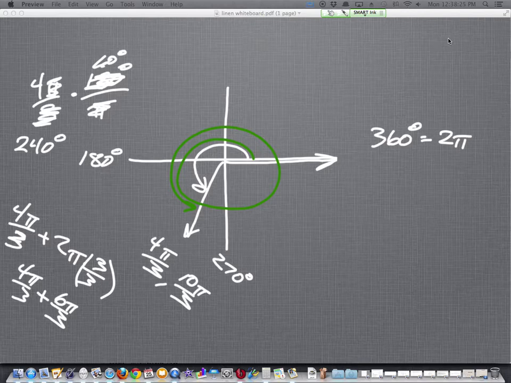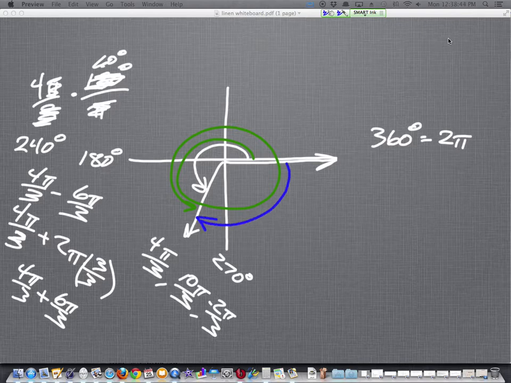Okay, now I need the one where I have to do what? Subtract. So now I need 4 pi over 3 minus 6 pi over 3. And what does that give me? Negative 2 pi over 3. And then I need to show that rotation, which would be right there. So I have sketched my original angle, I found a positive coterminal angle, and I found a negative coterminal angle. That's what we're looking at doing there.